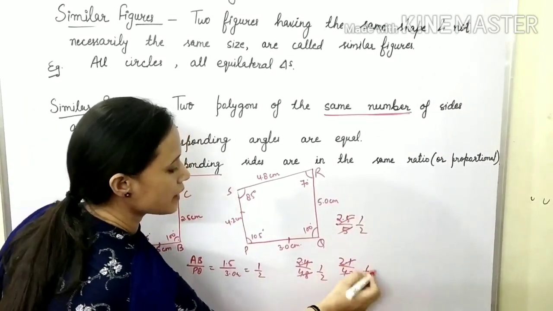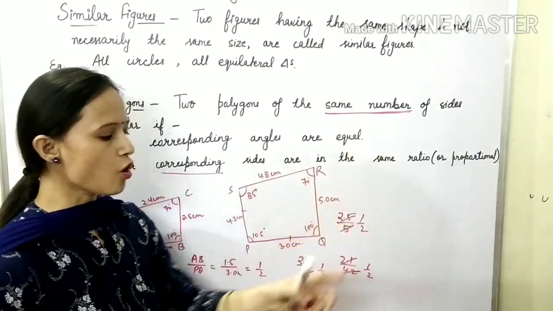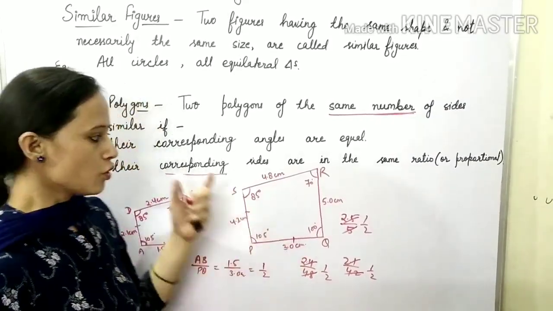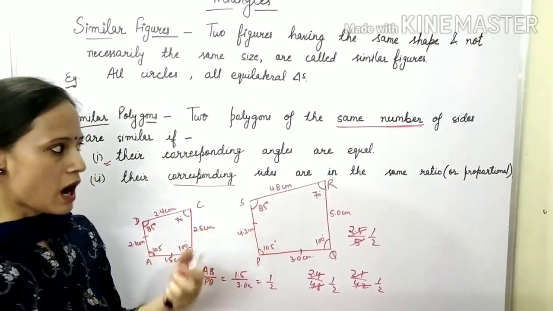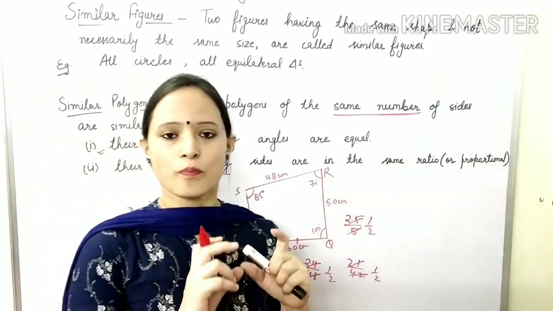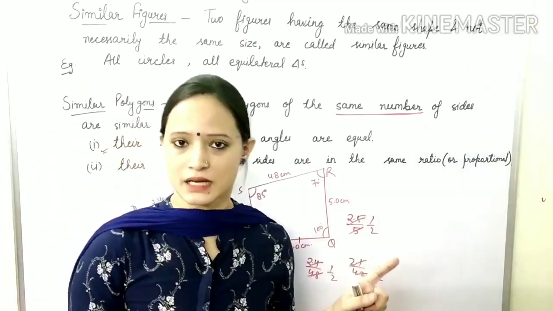The ratio is again 1 upon 2. So we are seeing that the corresponding sides are in the same ratio, or we can say that the corresponding sides are proportional. So it means the 2 figures are similar figures. We have understood that if two polygons have to be similar, both these conditions should get satisfied.